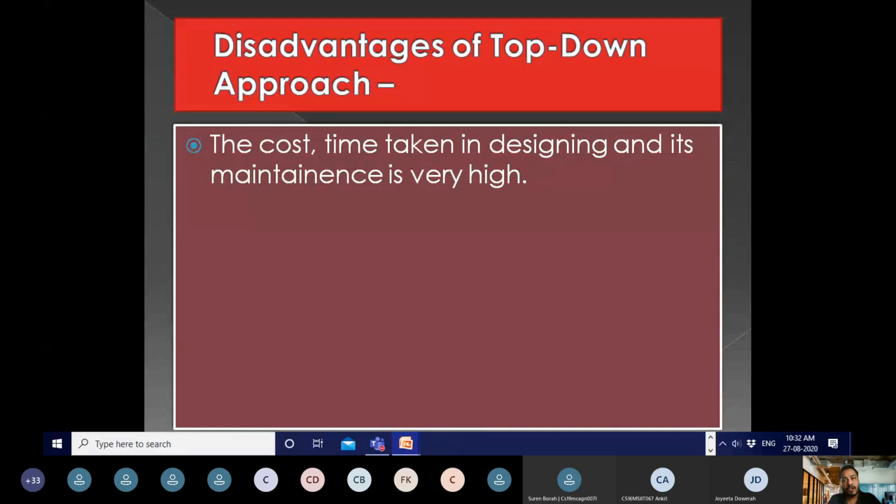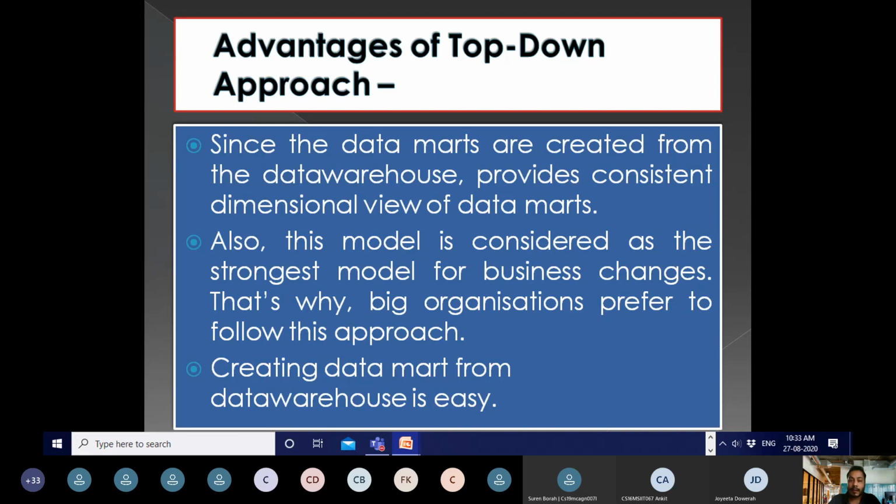Yes, the data in the data warehouse, as we have a multi-dimensional view of it, will help you to create the data mart. But still, it's going to take some time, right? Obviously it will cost more. So that is the only disadvantage of this top-down approach. Otherwise, most of the time we prefer this approach because the advantages are more in this case. Great.